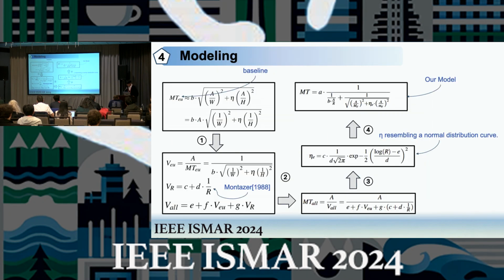To improve our predictive capabilities, we developed a new model. First, we converted the weighted Euclidean model into a velocity-based model to better account for dynamic movement. Second, inspired by Montenzer's work, we integrated the curvature radius into the velocity model. Third, we replaced the constant eta value with a curvature-dependent parameter derived from our normal distribution curve. Finally, this resulted in a comprehensive model that accounted for path width, height, length, and curvature.